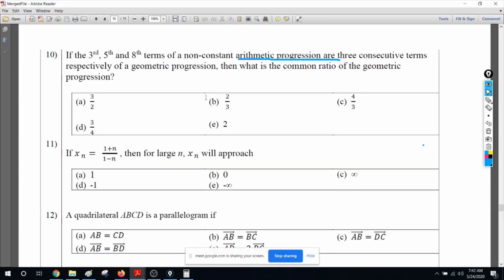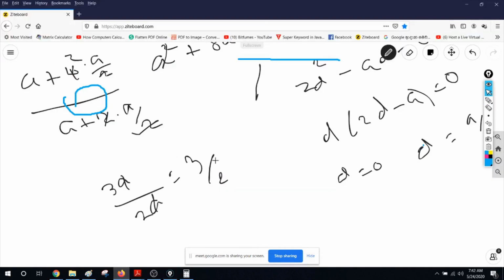I will double check the answer. This is, I think, the 2016 10th question. Answer is A. Yes, answer is A. 3 divided by 2, yes, the answer is A, right? Answer is correct, right? 3 divided by 2. So what we got, I hope, is 3 divided by 2. Yes, now you can see.